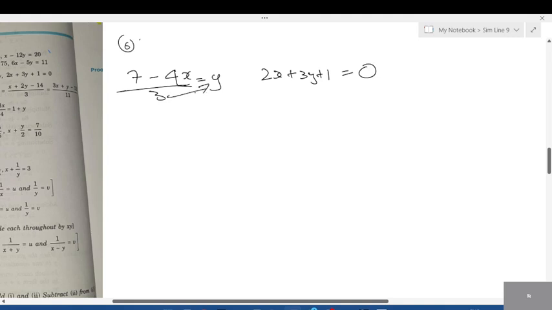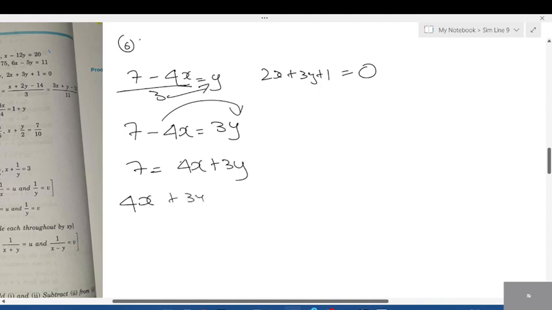Shift this 3 to the other side. What do you get? 7 minus 4x is equal to 3y, right? So shift this minus 4x to the other side, students. What do we get? 4x plus 3y is equal to 7. Or can I rearrange like this? 4x plus 3y is equal to 7. Did we get variables on one side, constant on the other side?